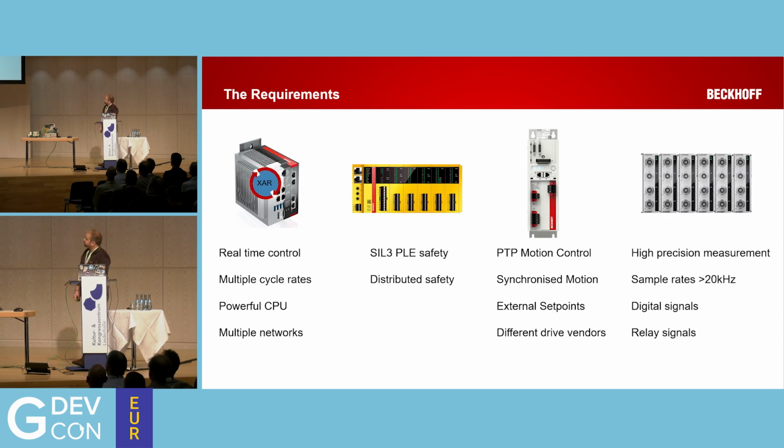And lastly, we needed some high-precision measurement terminals. We have some of these out in the tech cave, if you're interested in going and having a look at those. They're the Beckhoff ELM series, which we refer to as high-precision measurement. So we needed to achieve better than 20 kilohertz sample rates. We also had standard digital, relay, and analog signals as well. So it's this combination of safety, motion, and measurement that needed to be achieved in this one system, because the customer didn't want to have massive amounts of different networks all running back to the same PC.